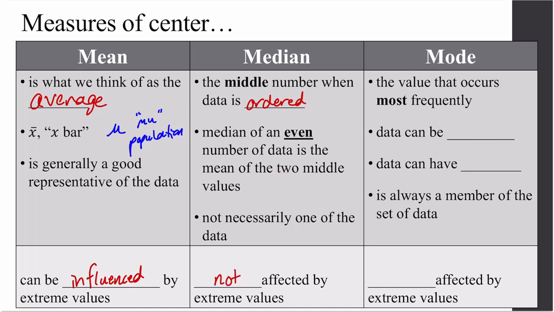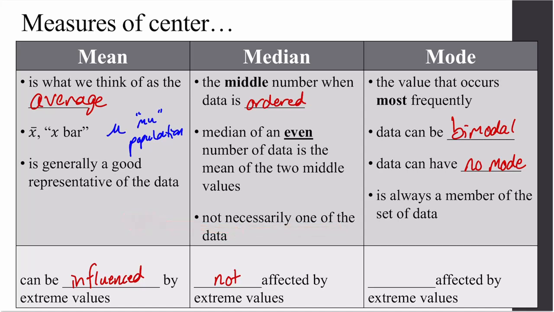And the value that occurs the most frequently, of course, that is your mode. And so data can be bimodal, so you can have more than one mode, or data can have no mode. If all of the values have the same frequency as every other value, then it has no mode. And that doesn't necessarily mean that every value occurs one time. It could be that every value occurs 3 times. In that case, it would have no mode. The mode is always a member of the set of the data. The median, of course, not necessarily. And I did not mention over here, but the mean is also not necessarily one of the data set.